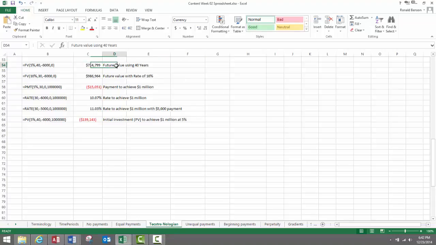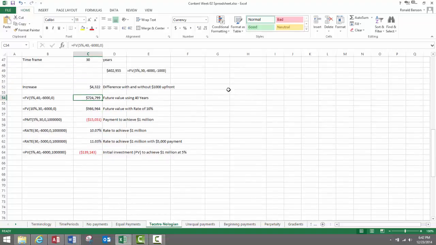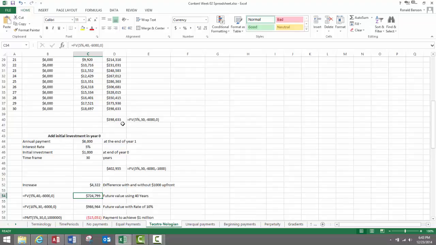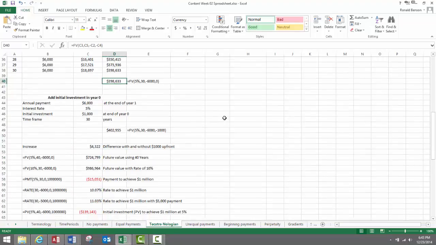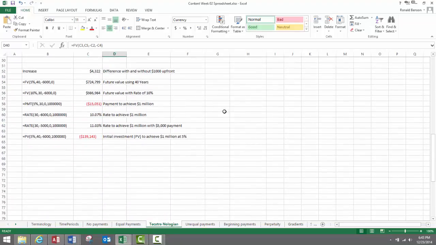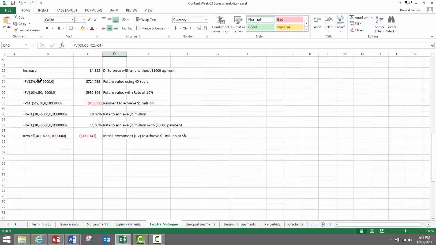Suppose she wanted to do it for 40 years. She put 40 in the equation. Instead of the 30 we had before, it goes up to $724,000. So from 402, that's with the $1,000 up front. This one, did we have that in there? No, we did not. So we have to compare it to this one up here, which is $398,000 to $724,000. The 10 extra years almost doubled it.